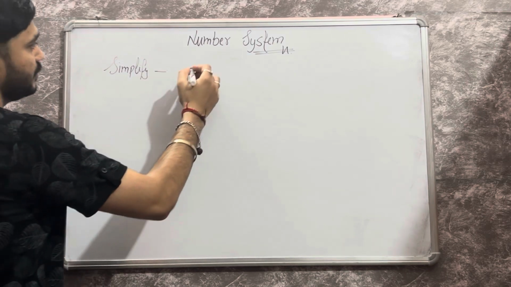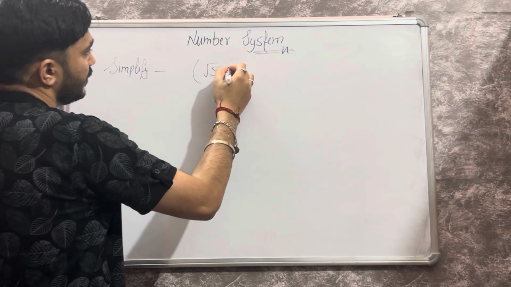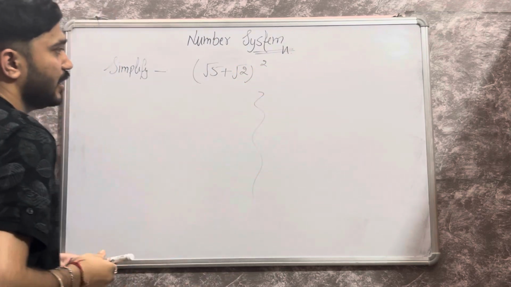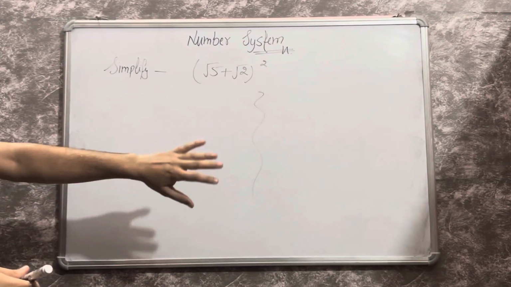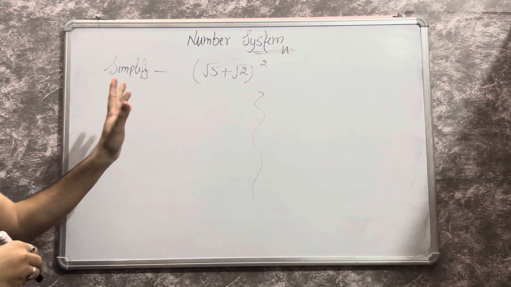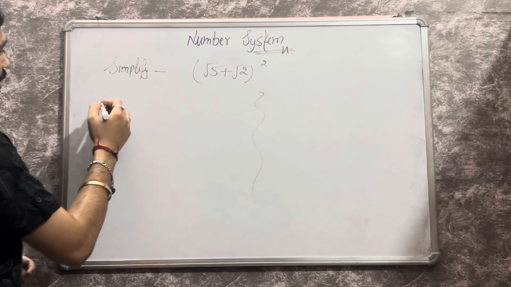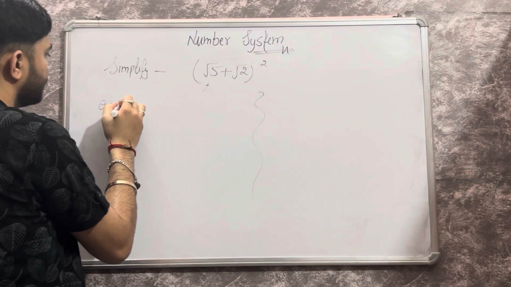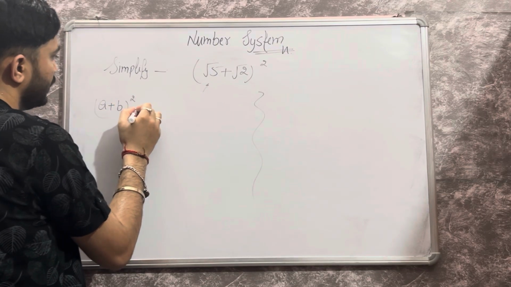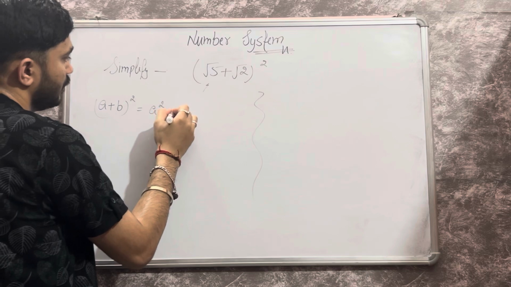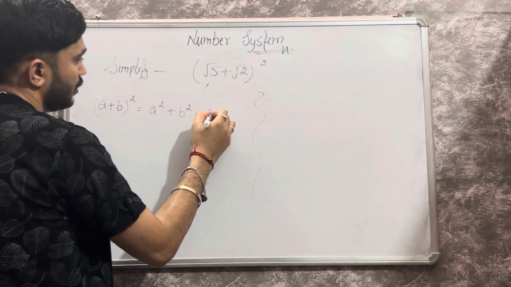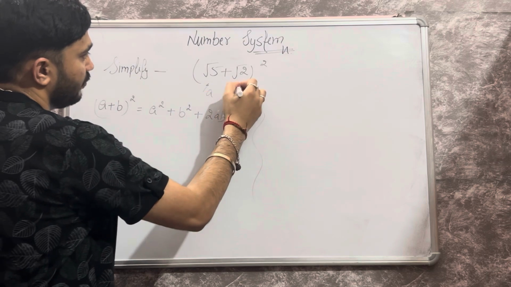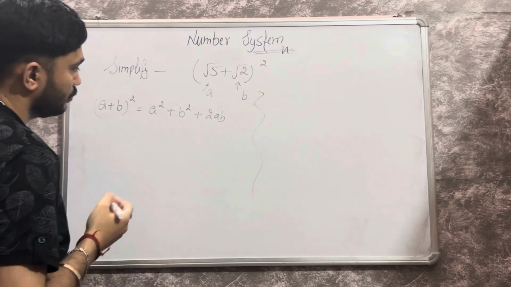The last example will be √5 + √2 whole square. We are going to use two different ways to solve this, and whatever you like you can choose that one. First we are going to use the property that (A + B) whole square is A square plus B square plus 2AB. Here A is √5 and B is √2.